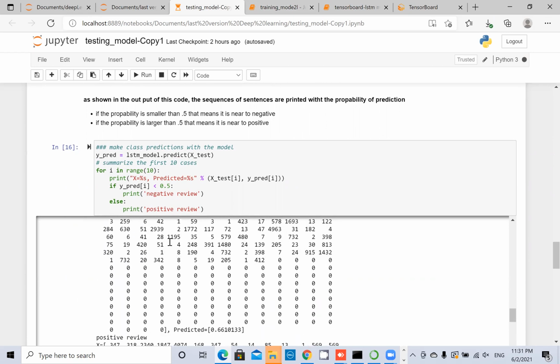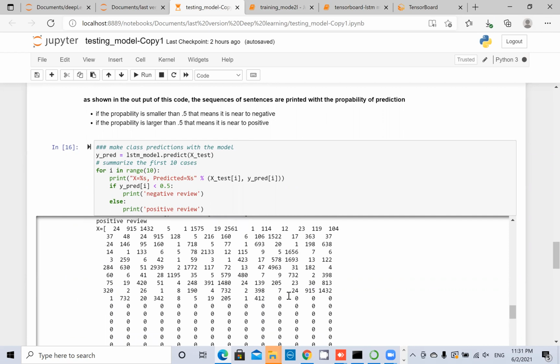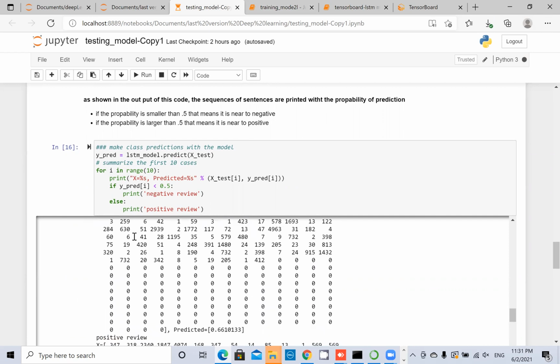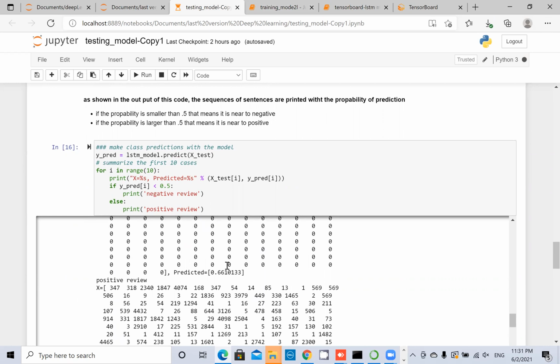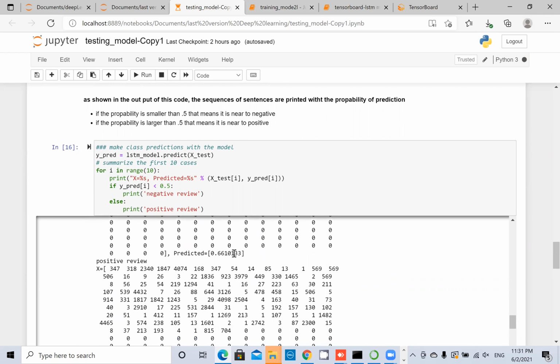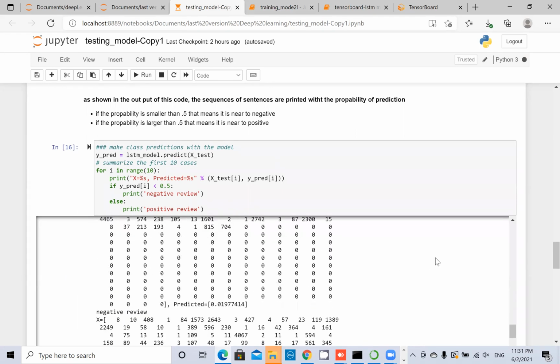Here we show the sequences of each sentence. Each number is a word, actually. Here is the probability of prediction, which is near to 1. That means it's a positive review.